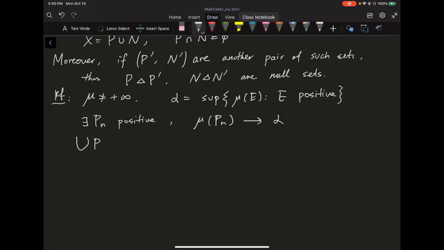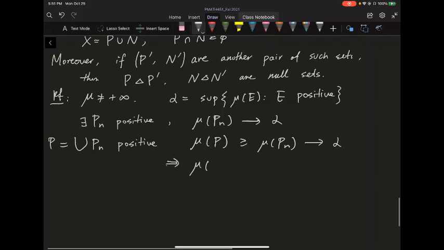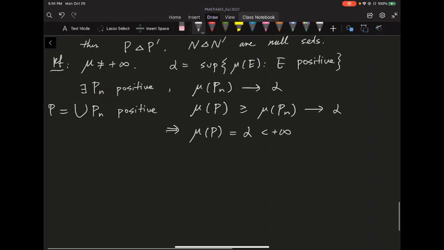And we showed from last class that the union of positive sets is again positive. So let's give it a name, let's call it P. Because everything is positive here, mu of P is greater than or equal to mu of Pn, because P is a disjoint union of Pn and P take away Pn, and everything is positive. Now the right-hand side converges to alpha, which shows the left-hand side actually equals alpha. And because mu never takes positive infinity, alpha is a finite number.